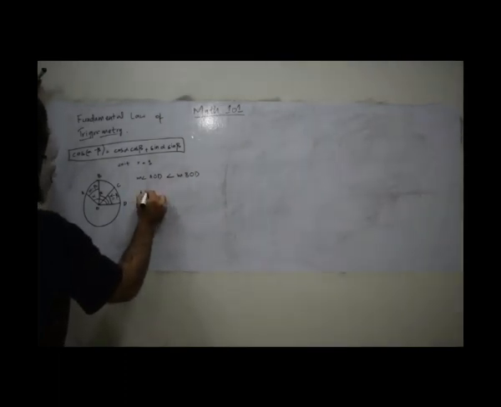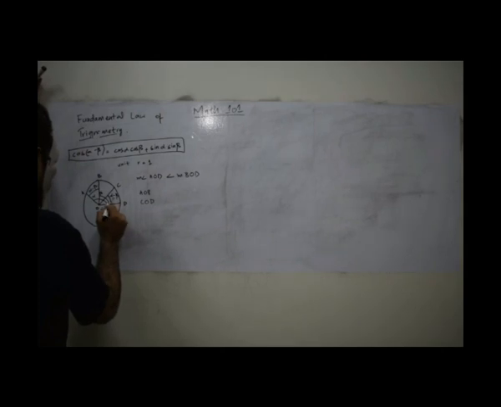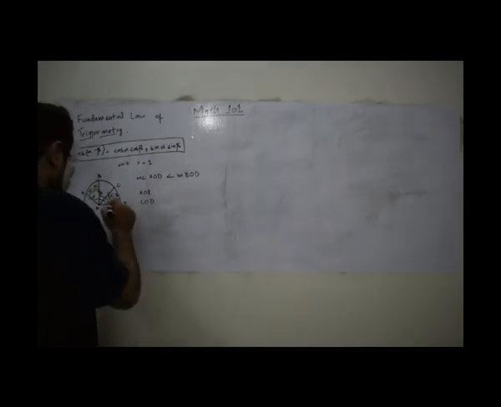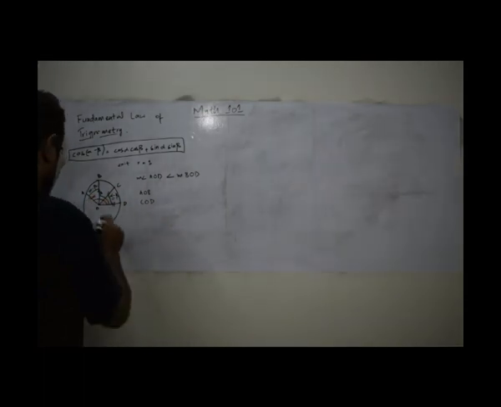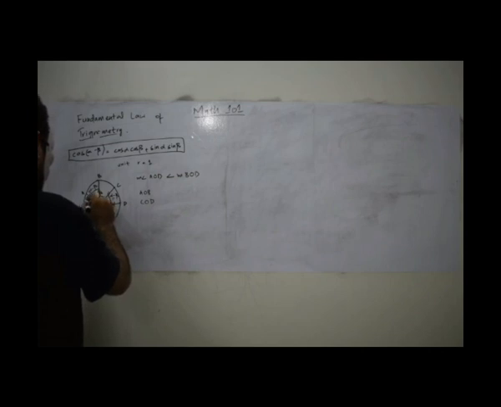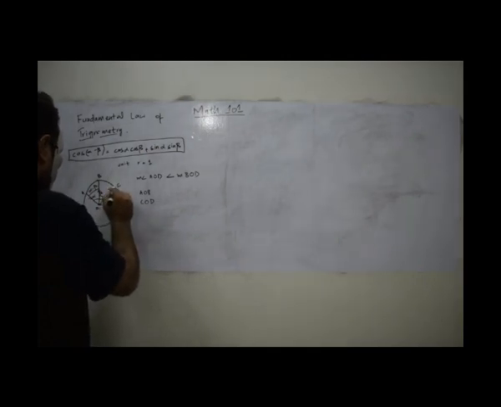There are two triangles. Triangle number 1 is AOB and triangle number 2 is COD. Two sides of these triangles are exactly equal, because we know these are all radii of the circle. So these lines are equal in length. And one more thing, the angle AOB is equal to the angle COD. This angle is equal to this angle.